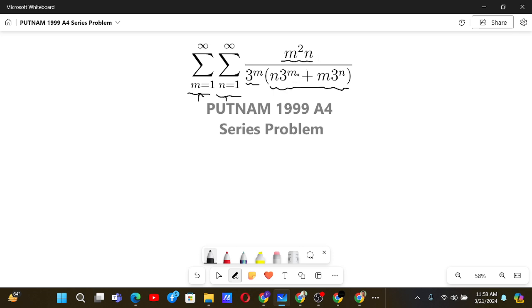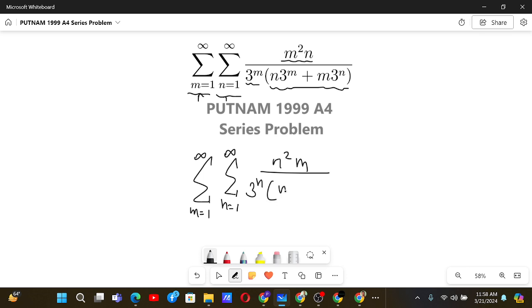You can try experimenting, like changing these two and adding these two and making some manipulations. Those are some common techniques, and I also tried that. Since m and n both go from 1 to infinity, I tried interchanging m and n, and then I tried to see if any manipulations can be helpful. So I can also write this as n squared m by 3 to the power n, times m 3 to the power n plus n 3 to the power m. The expression in the bracket is the same, and these are interchanged, and both are s.